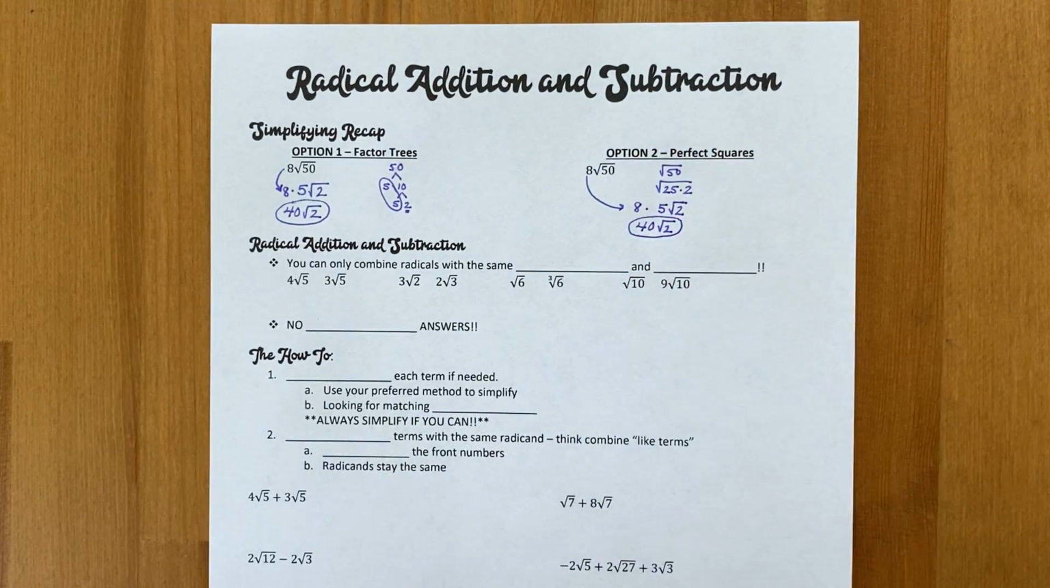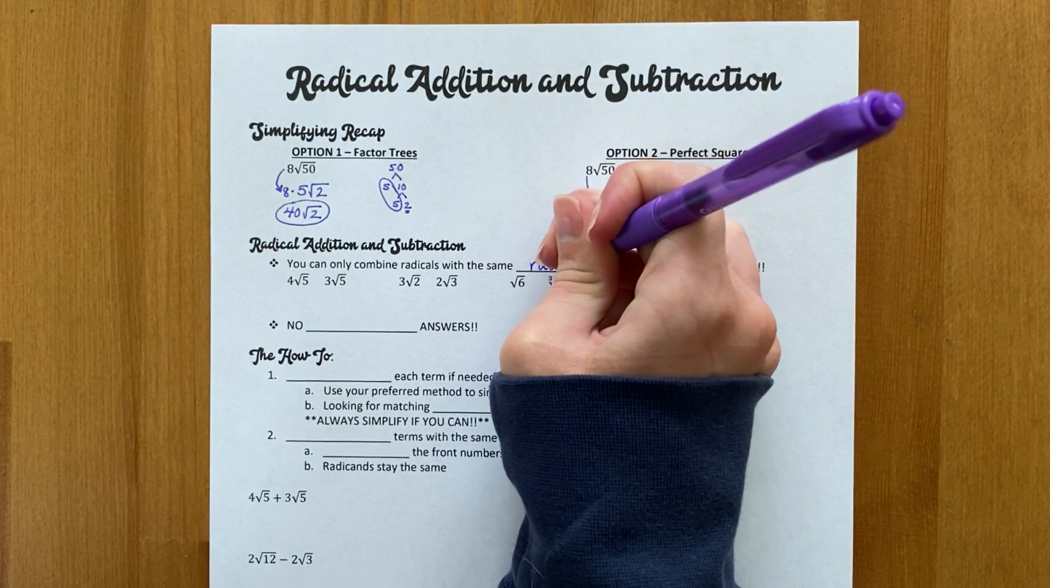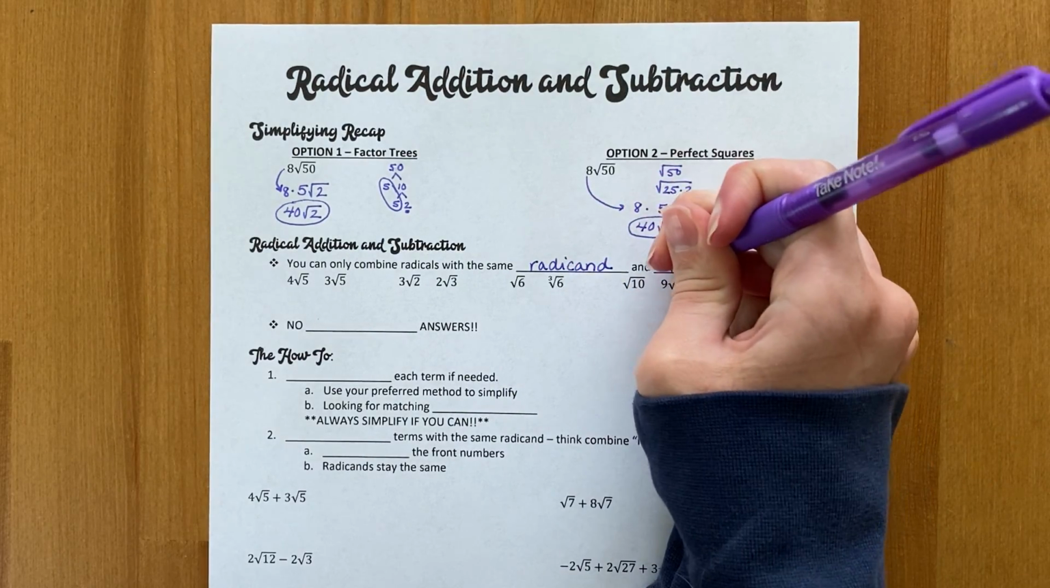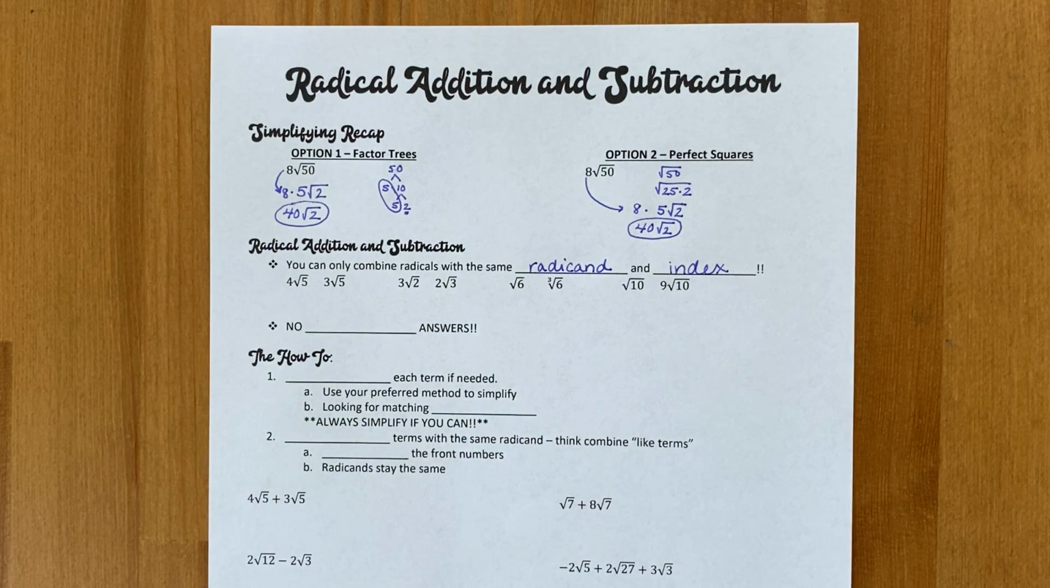Okay, pick your favorite method. You're going to use it a lot today. All right, so radical addition and subtraction is a lot like combining like terms. You are only allowed to combine radicals with the same radicand, so the number underneath of the radical, and the same index. That issue doesn't come up as often, but it would just mean you can only combine square roots with square roots and cube roots with cube roots.